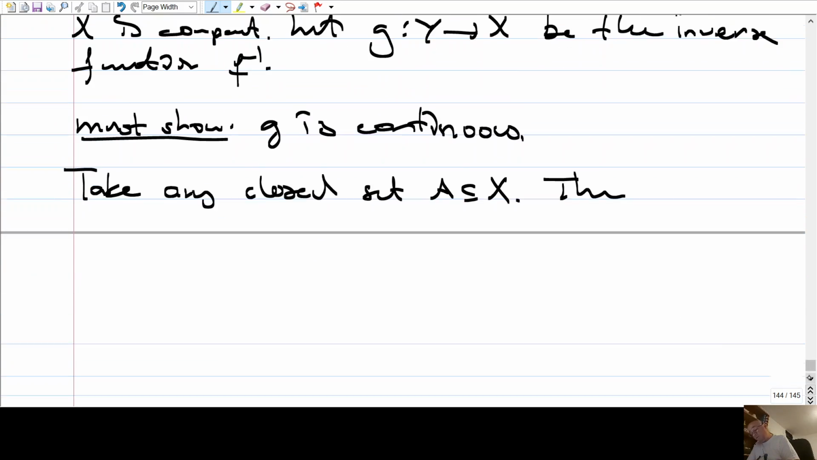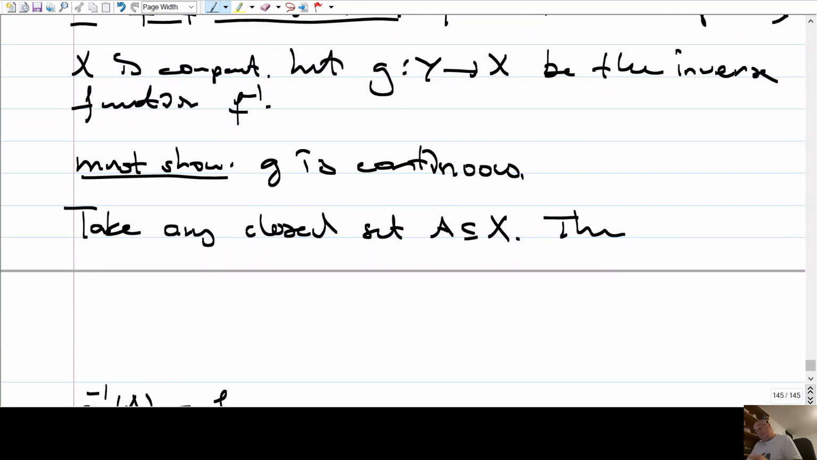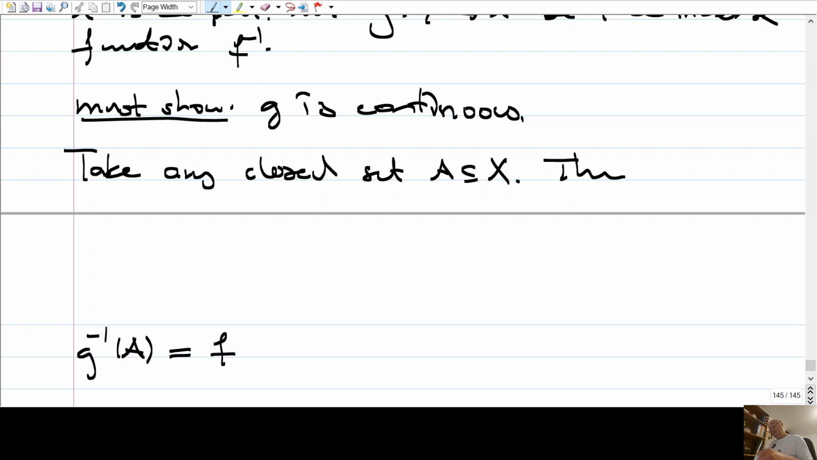But then what is g inverse of A? Well, f is a bijection and g is just f inverse, the inverse function. So when you take g inverse of A, this is the set of points in Y which are mapped to A via g, but this is nothing but f of A. Wait a minute. This is f inverse and then the inverse image of A.